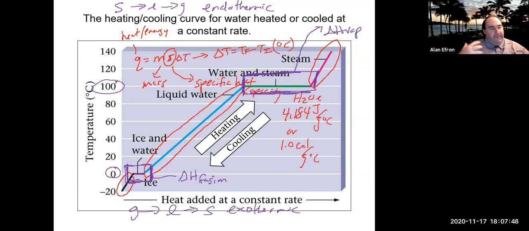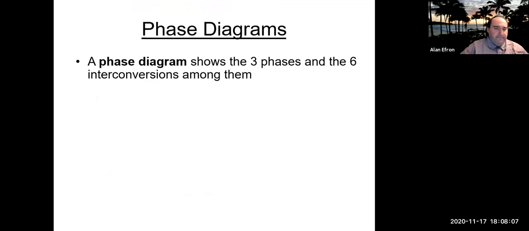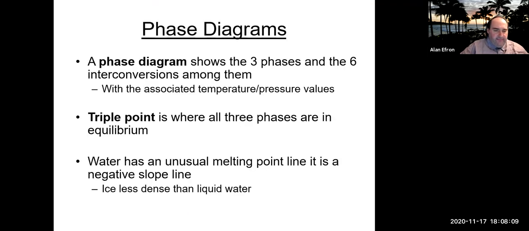So how do we know sort of the effect of pressure and temperature on what phases we would expect? There's actually something that's referred to as phase diagrams, which help us understand the pressure and temperature combinations that we need for things to be in certain states. So a phase diagram will show basically the three phases of a substance, and that's solid, liquid, and gas, and the 6 interconversions that occur. So what are the 6 interconversions?